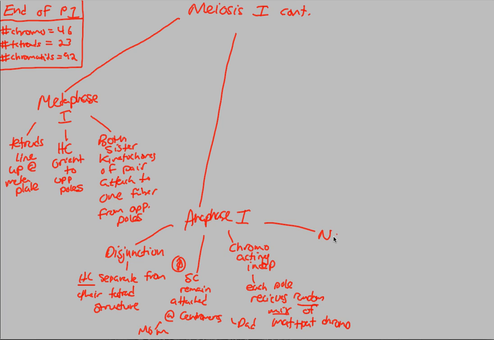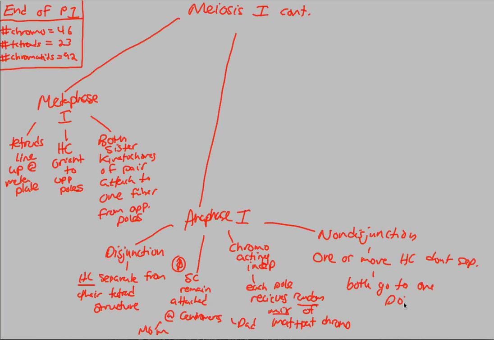Last thing we want to talk about in anaphase is non-disjunction. Non-disjunction is the exact opposite of disjunction. This is going to occur when one or more homologous chromosomes don't separate. One or more HC don't separate, let's just say, SEP for short. Both actually are going to go to one pole.